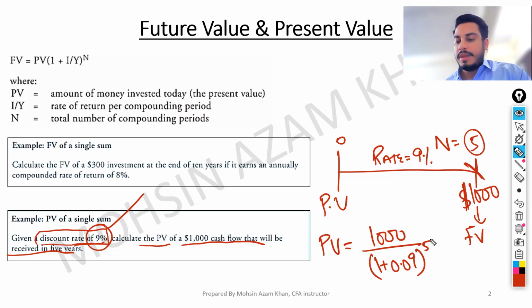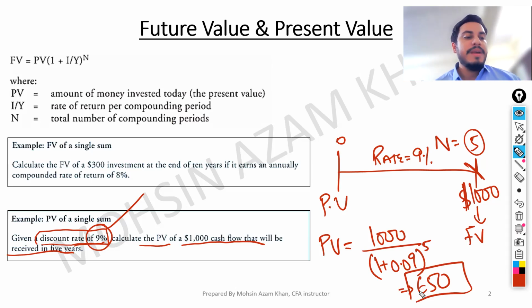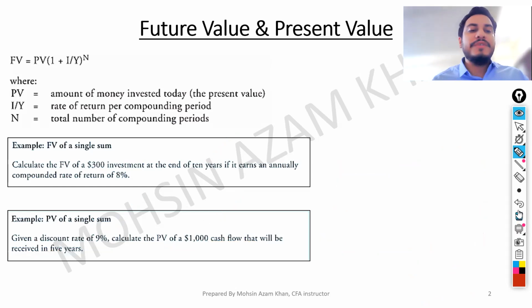1000 divided by 1.09 power 5. I shall be getting 650 as my present value. Up till now, I tried to solve these two questions through the use of the equation so that conceptually you can imagine what is happening. Now I'm going to make it easier for you with the use of the financial calculator.